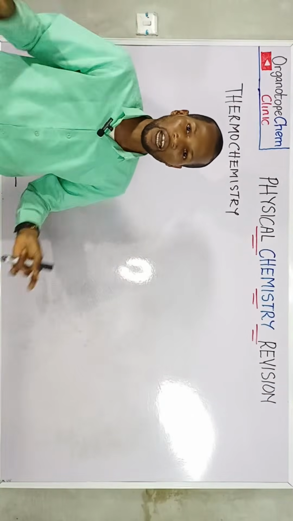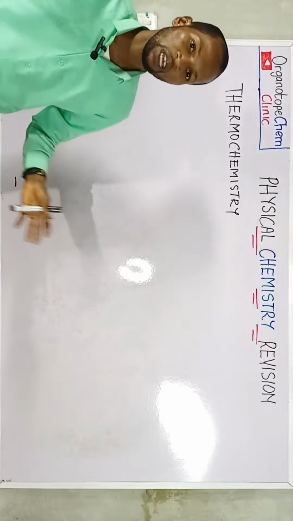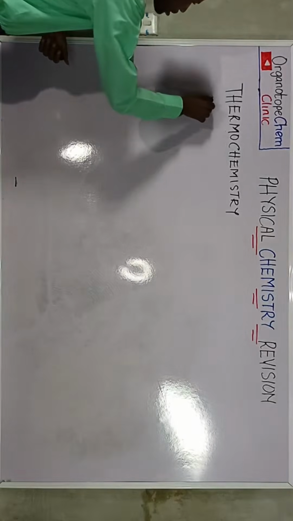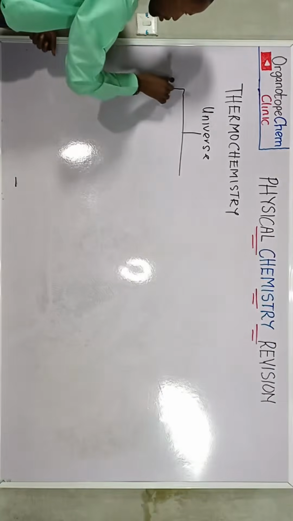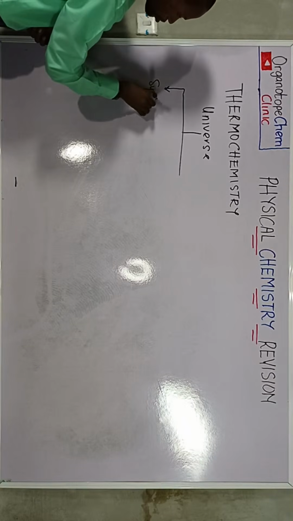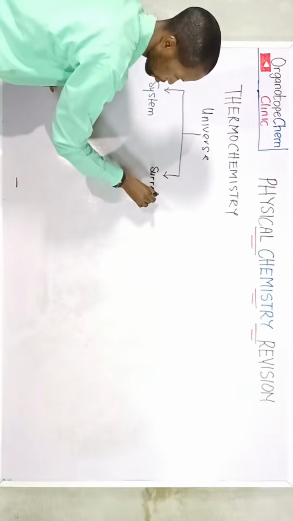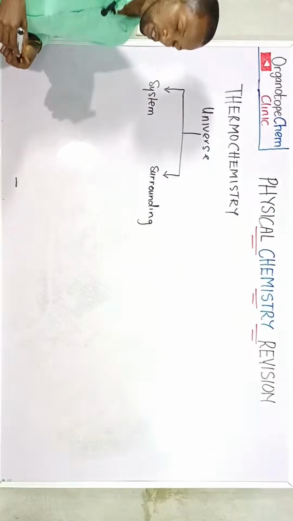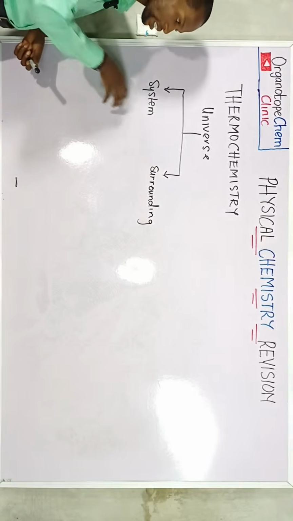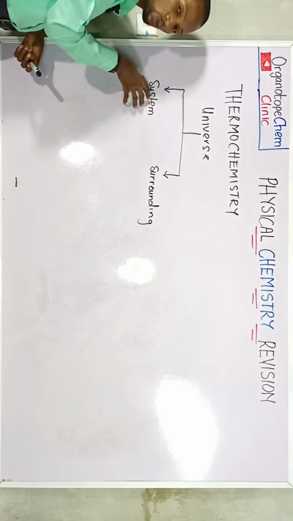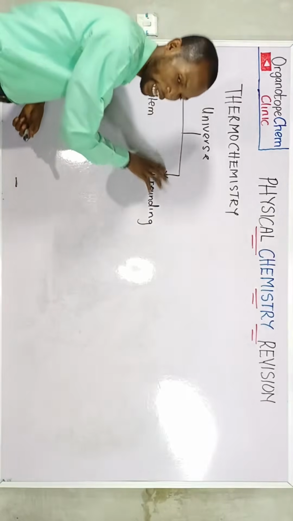So the study of the heat change is what is referred to as thermochemistry. Is that taken? Now, whenever you're talking about the system and the surrounding, these two components make up the universe. So the universe is made up of two components: we have the system and we have the surrounding. Our focus in every chemical reaction is the system, so I call it the point under study. Every other part other than the system is known as the surrounding.